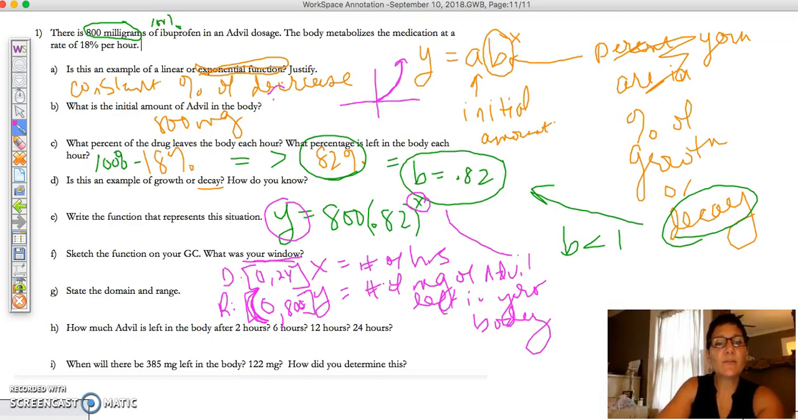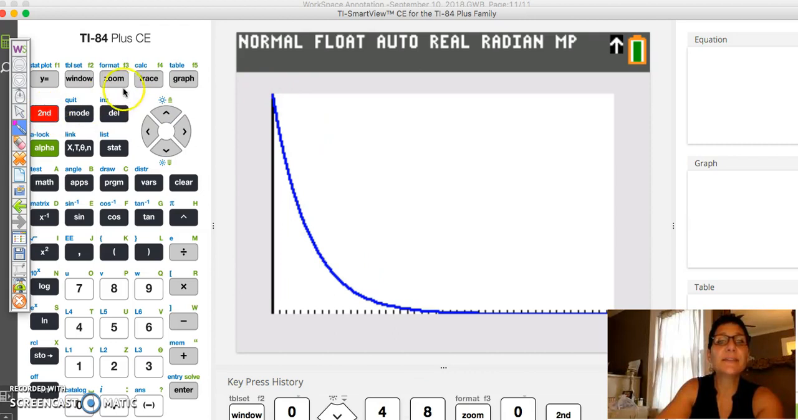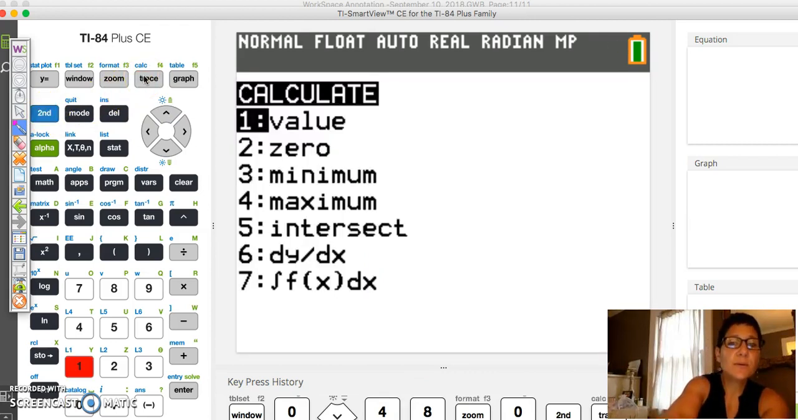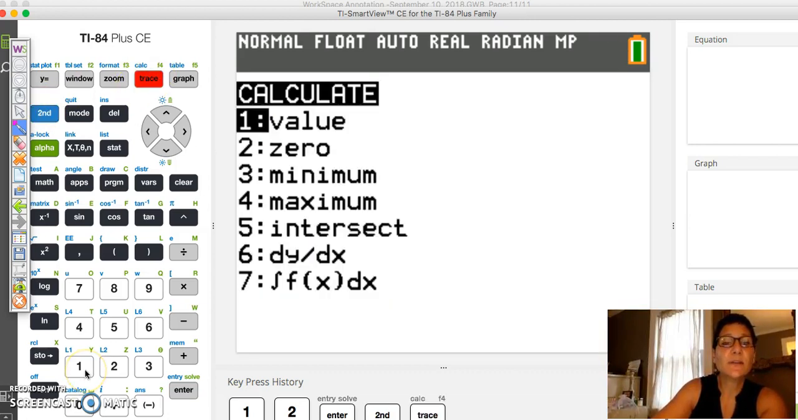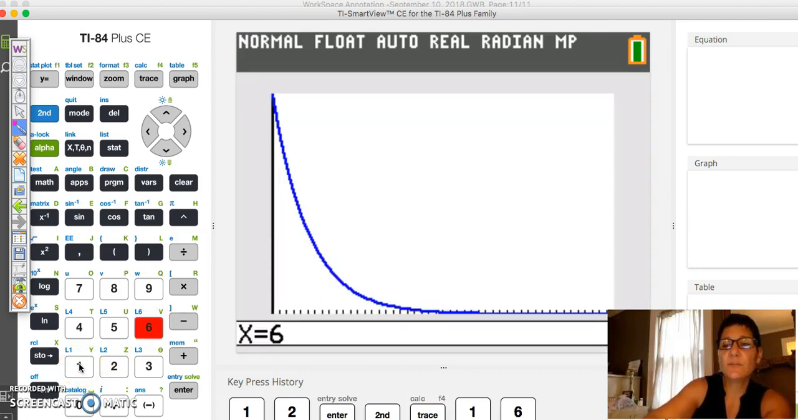All right. So let's go back to this guy right over here, and it says how much Advil is left in the body after 2 hours, 6 hours, 12 hours, 24 hours. You can easily take 2 and plug it into your formula, or you could go into your calculator, do your second calculate and your value, and after 2 hours, there's still 537.92 milligrams left in your body. If you wanted to do it again, let's do after 6 hours, so plus 1, and then put 6 in there, press enter.